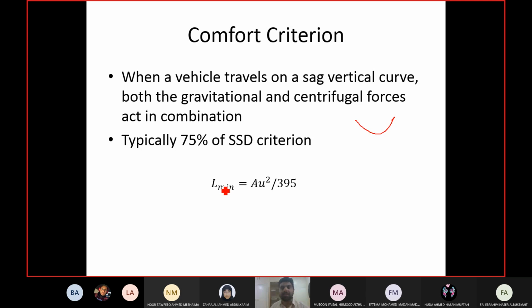So if you have calculated the length by sight distance using the sight distance equations, then the length which you will have from the comfort criteria will be less than that. And I will show you in an example as well. So if you have taken care of the sight distance criteria, then comfort criteria is most of the times already satisfied. Most of the times. You can still check it.